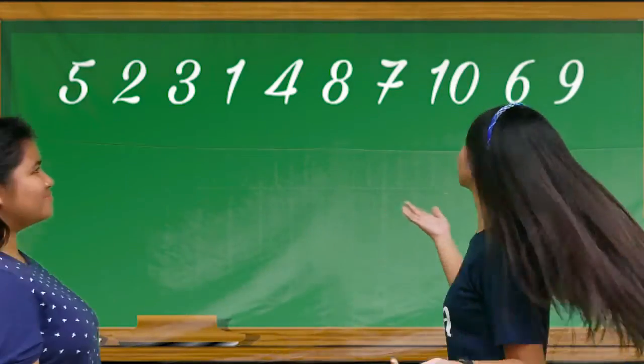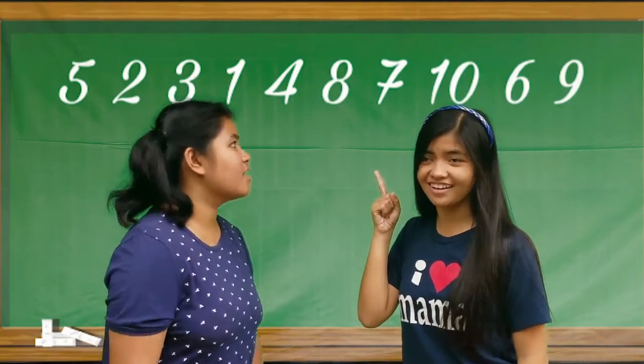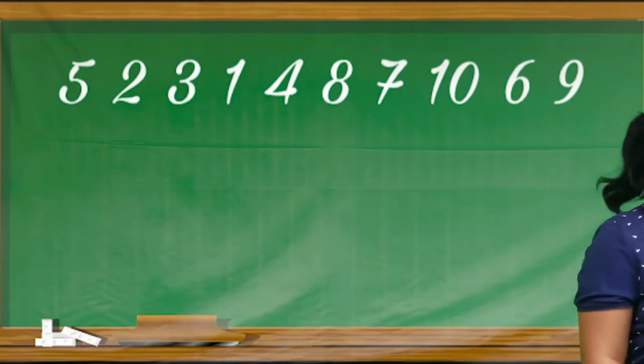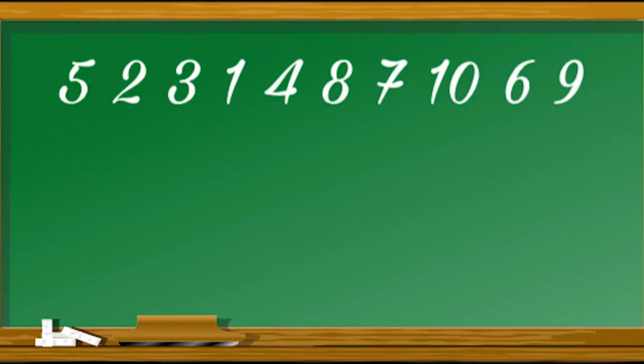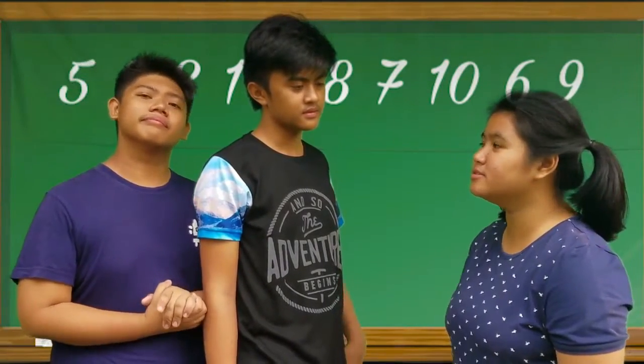What are these numbers for? These numbers are used to gather data. Data. Let's count these numbers in data. Five, 2, 3, 1, 4, 8, 7, 10, 6, and 9. What's the value of n then? The value of n is equal to 10? But how? Because the value of n is equal to the total number of the gathered data, and the total number of the gathered data is equal to 10.